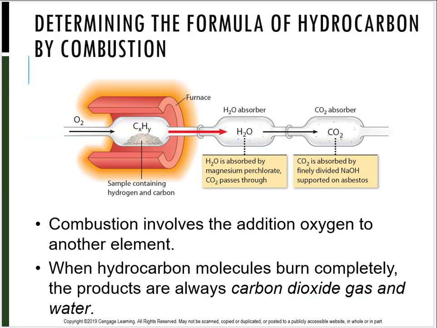Moving on, we're going to be able to determine the formula of a hydrocarbon by combustion. So combustion, we know, is a reaction of a hydrocarbon that involves the addition of oxygen, and when it burns completely, carbon dioxide gas and water are always products.